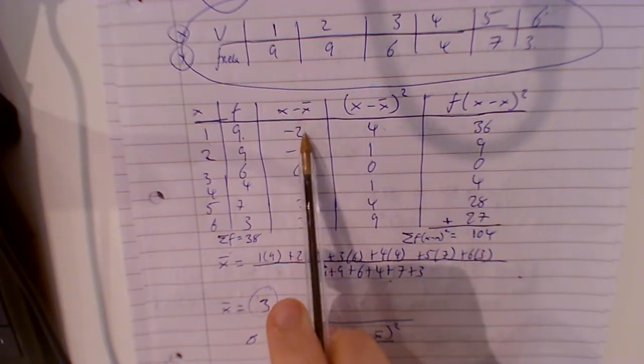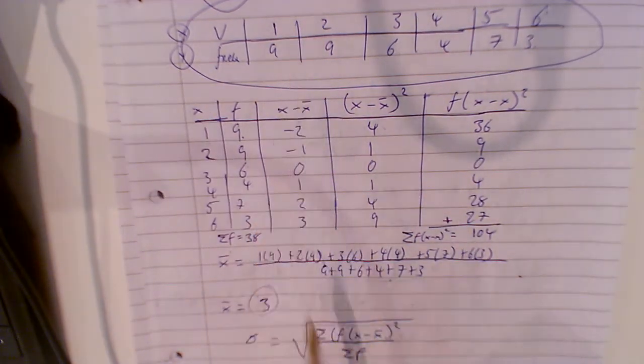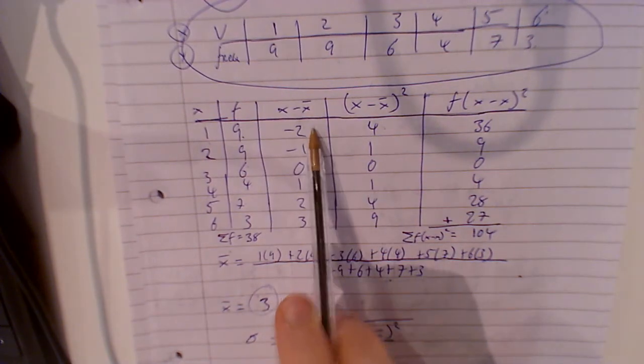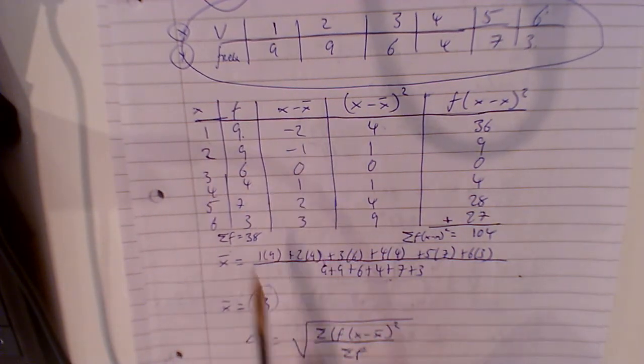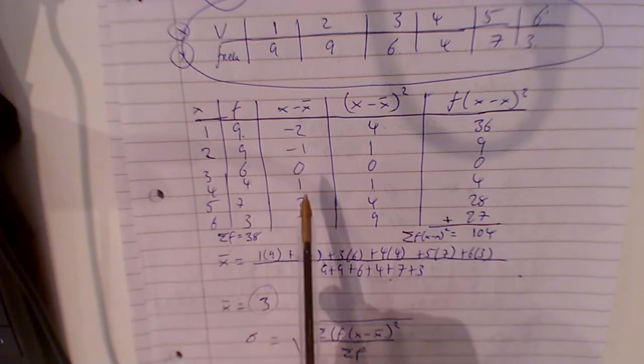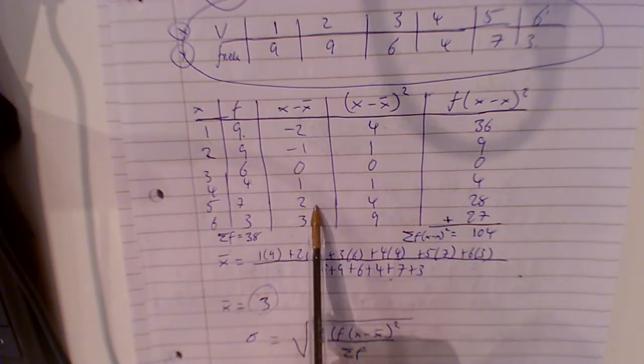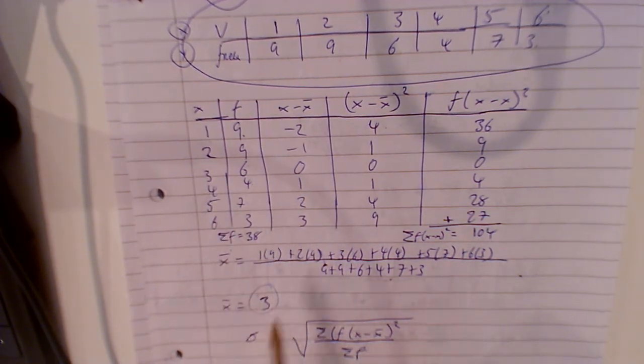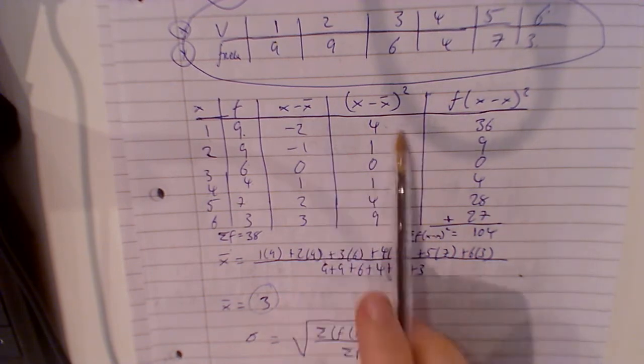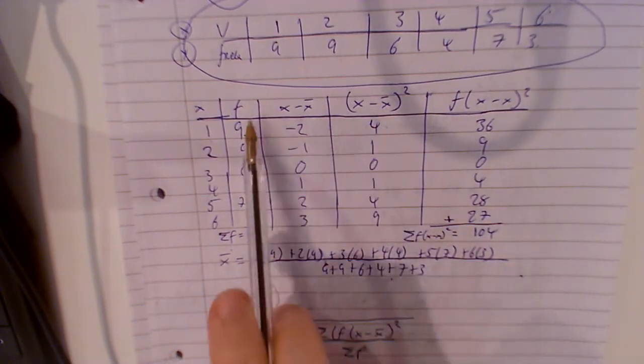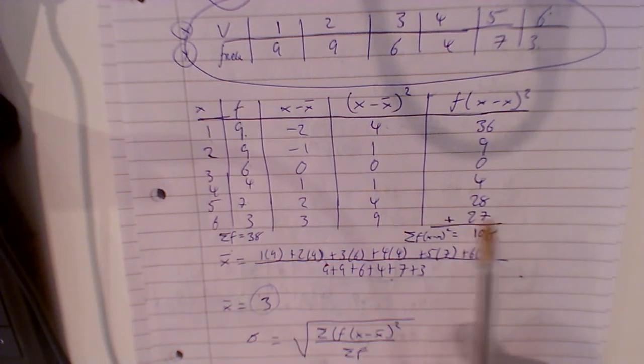X minus the mean. 1 minus 3 is minus 2. 2 minus 3 is minus 1. 3 minus 3 is 0. 4 minus 3 is 1. 5 minus 3 is 2. 6 minus 3 is 3. Square it, we get these values. Multiply it by the frequency, we get these values.